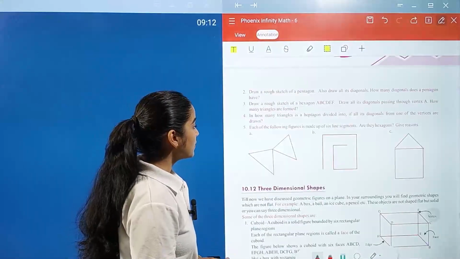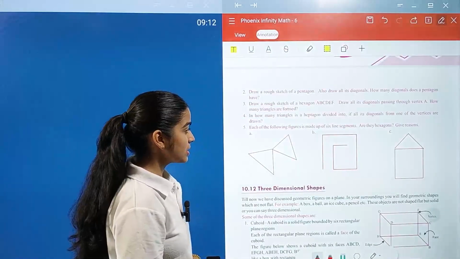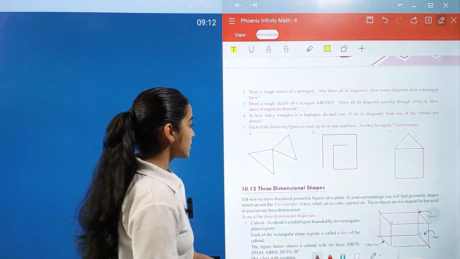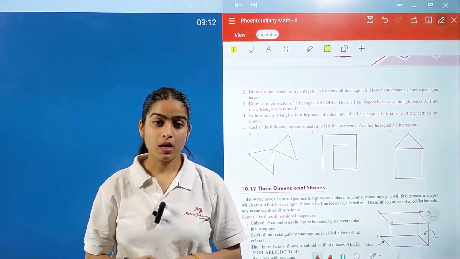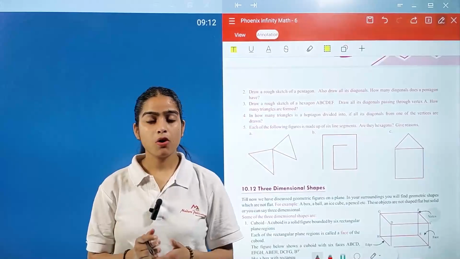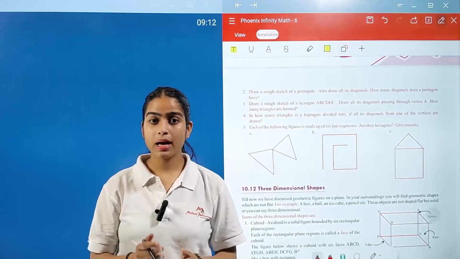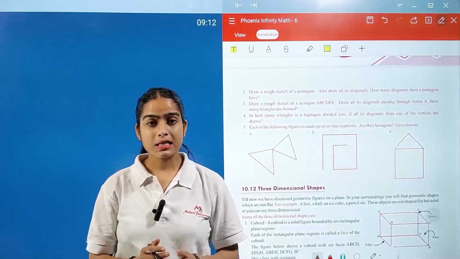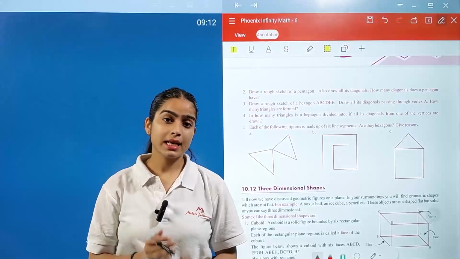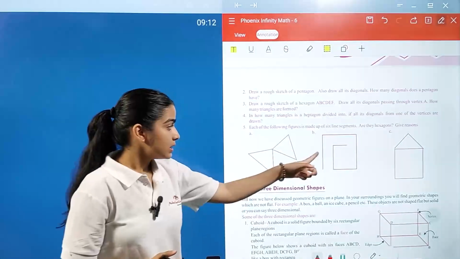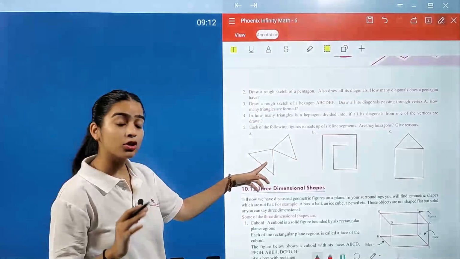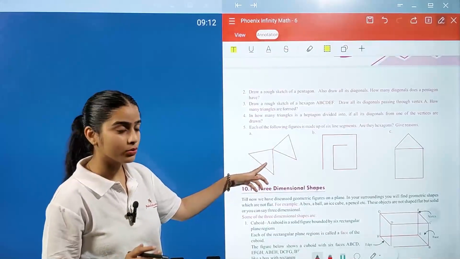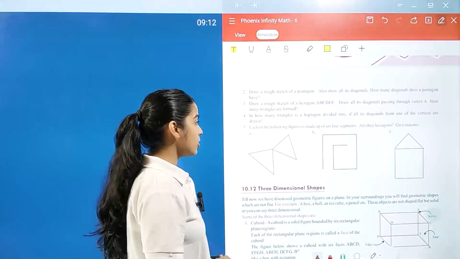Now each of the following figures is made up of 6 line segments. Are they hexagons? Give reasons. In hexagons, what we understand is that a regular hexagon is a regular polygon. In a regular polygon, all 6 sides are equal to each other and all 6 angles are equal to each other. But in these, what we see is that all 6 sides are not equal to each other, or not all 6 angles are equal to each other. That is why these are not hexagons.